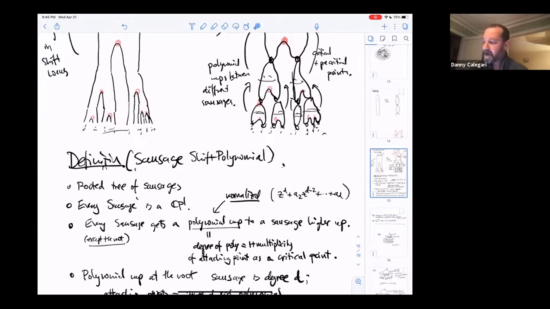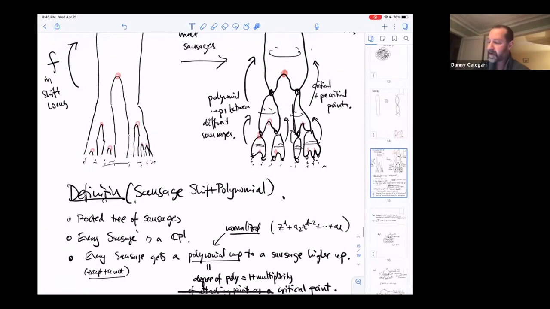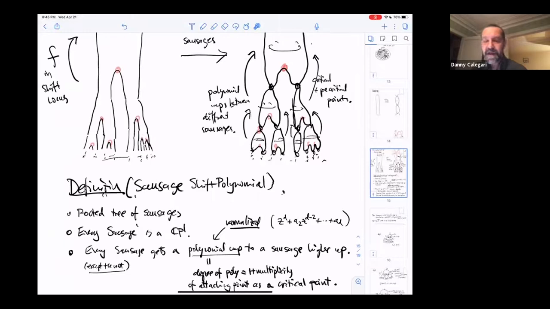So the dynamics of these sausage shifts on their ends of the tree is exactly the way a shift polynomial acts on its Julia set up to topological conjugacy. Okay, so these are the correct combinatorial gadgets that correspond to polynomials in the shift locus.